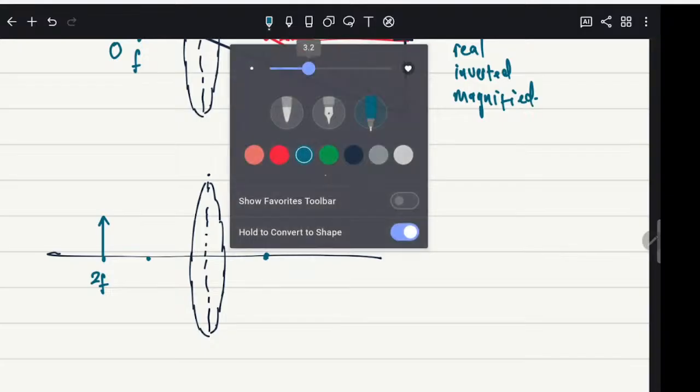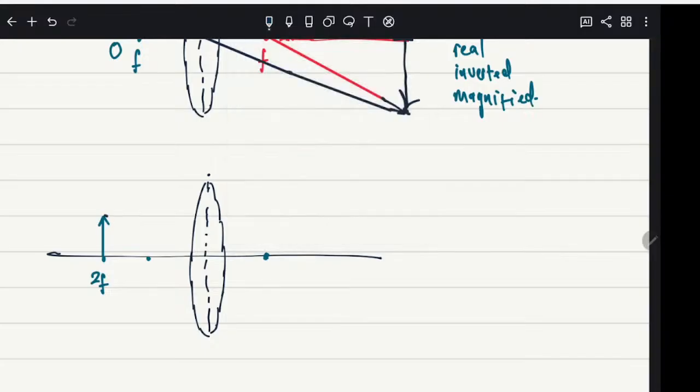Then let's see what type of image it forms. All 3 real images are going to be inverted. Don't let me down now. There we go.